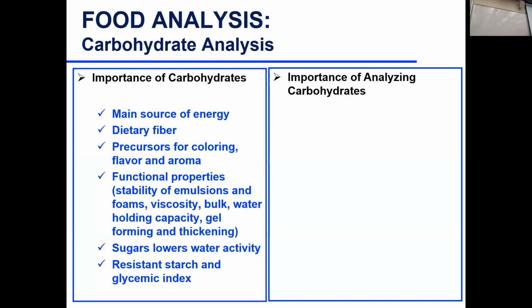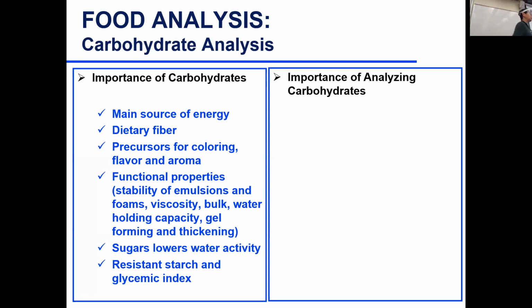So that brings me to glycemic index. If you have food that has a high degree of resistant starch, they are better for people with diabetes because they're not going to be very well digested. They're not going to release that glucose. It won't increase the glycemic index or the blood sugar. Okay, so we have lots of importance of carbohydrates, and resistant starch can go under the dietary fiber category. So why is it important to analyze carbohydrate?